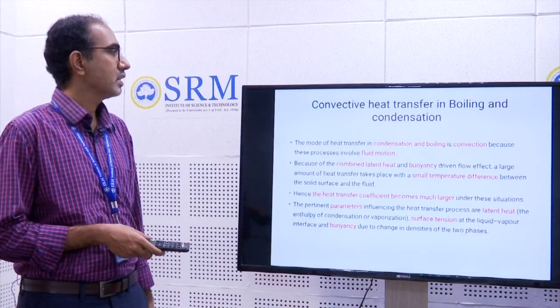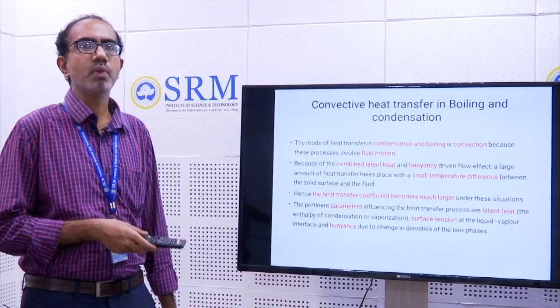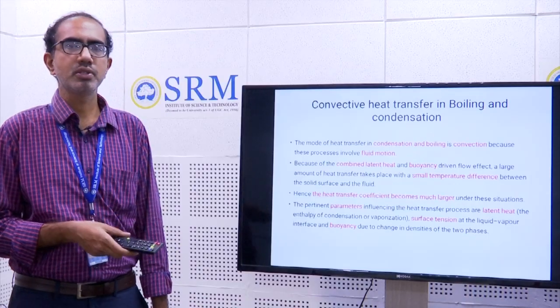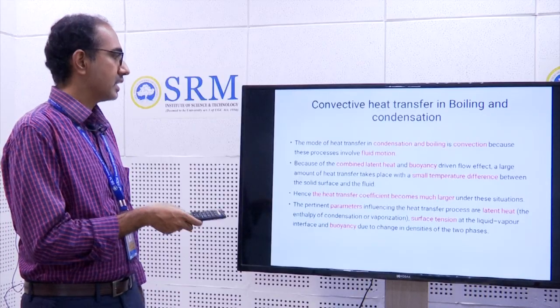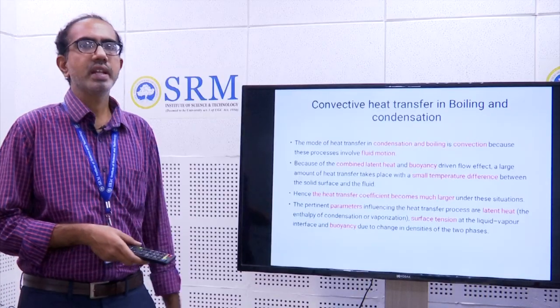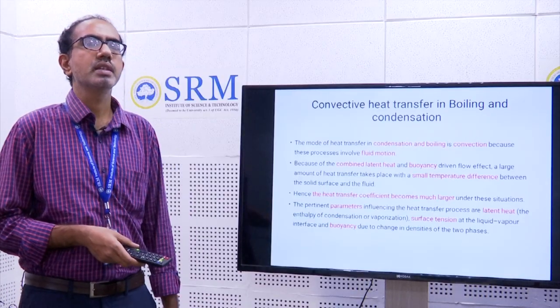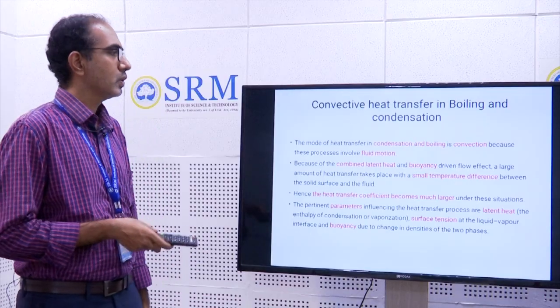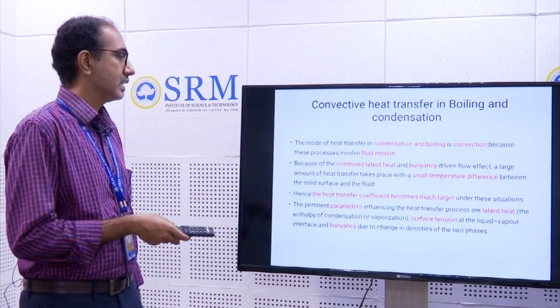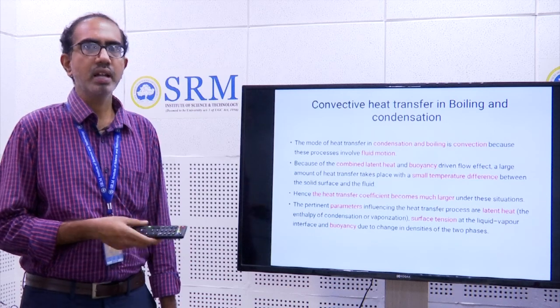Though we have a large amount of heat transfer in boiling and condensation, it leads to a higher heat transfer coefficient also. There are significant parameters in boiling and condensation. Those parameters are latent heat, surface tension and buoyancy.